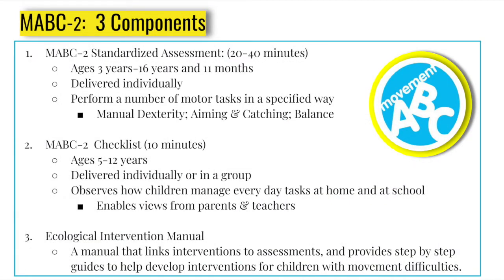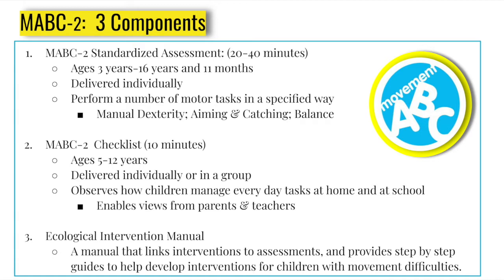The Movement ABC 2nd edition has 3 components. The first is a standardized assessment that takes 20 to 40 minutes to administer to ages 3 to 16 years and 11 months. It's delivered individually, and the client must perform a number of motor tasks in a specified way. It tests for manual dexterity, aiming and catching, and balance.